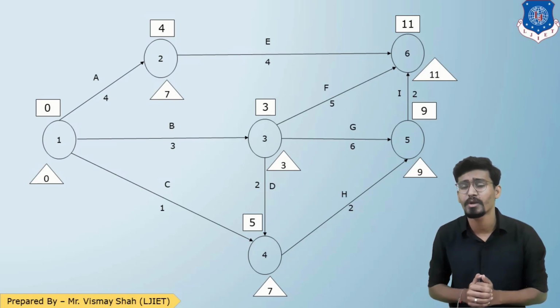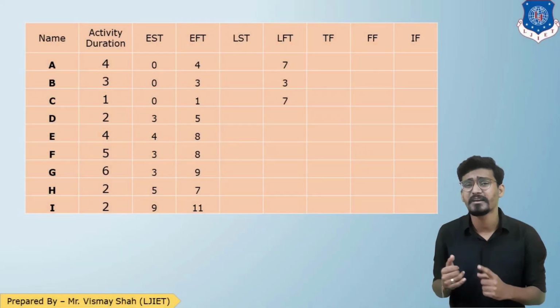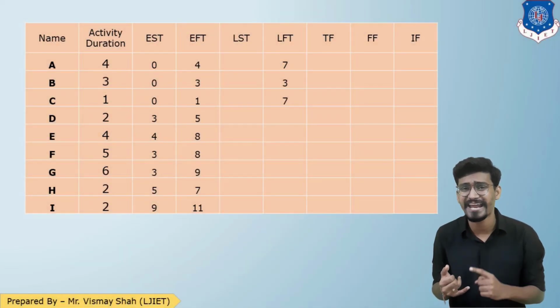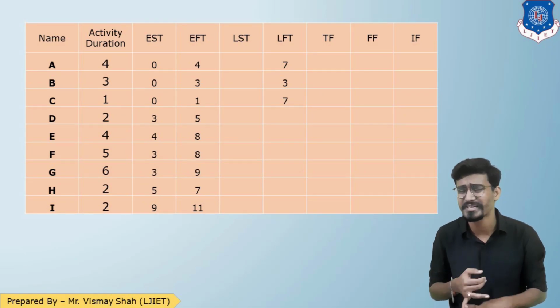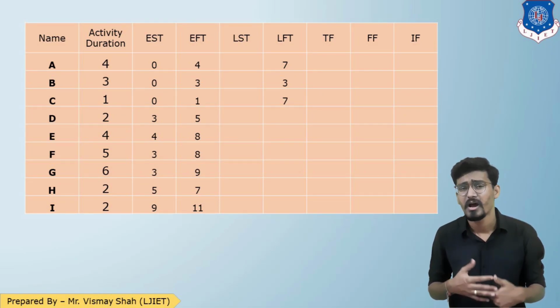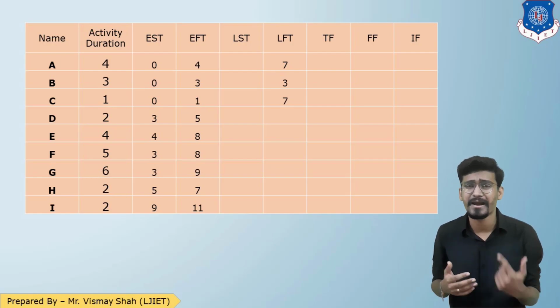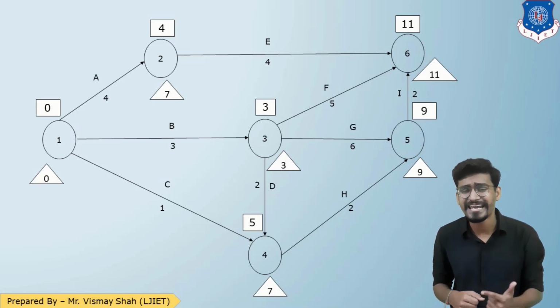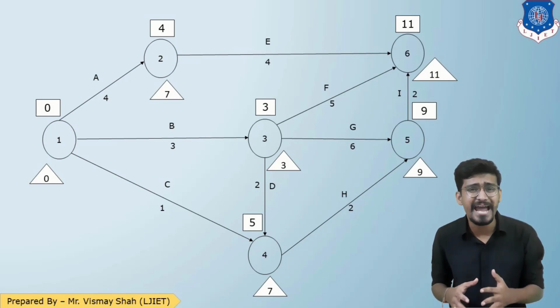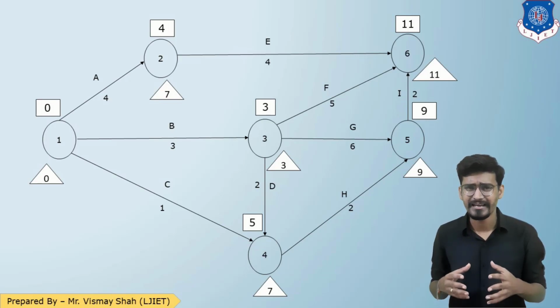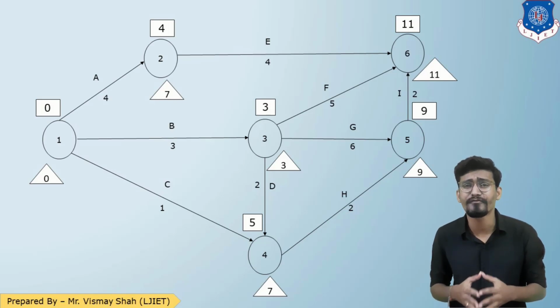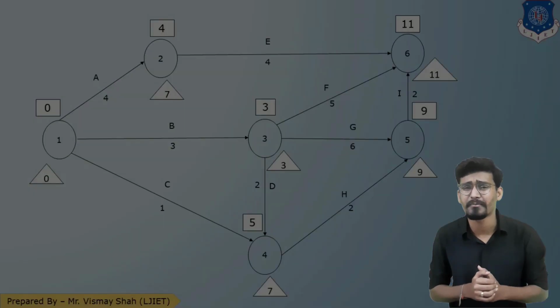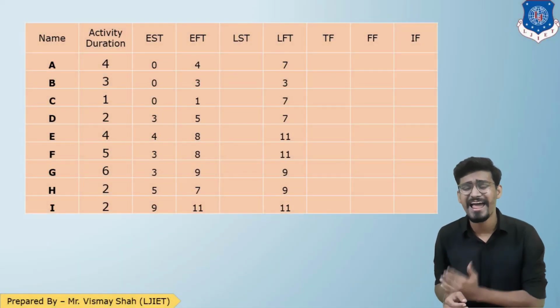So let us write it down in the column of LFT. For A, it was 7. For B, it was 3. For C, it was 7. Again, let us come back to the network. So as you can see, for activity D, it will be 7. For E, it will be 11. For F, it will be 11. For G, it will be 9. For H, it will be 9. And for I, it will be 11. So these are the values of LFT. Let us represent that in our table. Alright, so here are the values of LFT.